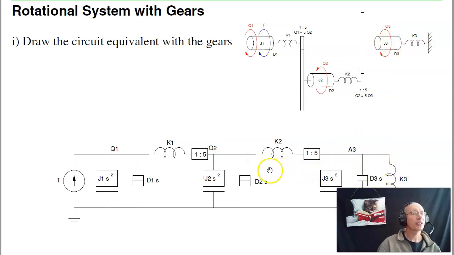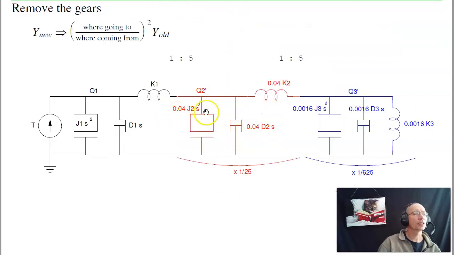Now the trick is pick where you want to take everything. Let's take everything left relative to the motor to node 1. When I go through the gear, I go as the turn ratio squared. So this is going to be these times 1 to 5 squared. These will go through 1 to 5 squared times 1 to 5 squared. So these get multiplied by 1 over 25, 0.04. These get multiplied by 1 over 25 squared, 0.0016.